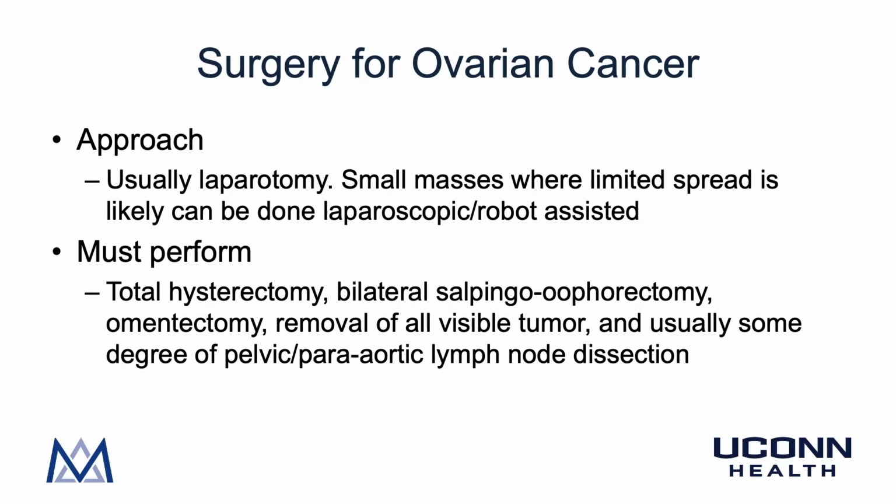In terms of planning surgery for ovarian cancer, the approach is usually by laparotomy. This allows the surgeon to explore the entire peritoneal cavity to assess where the tumor has gone and to remove it from all of the organs. For patients where small masses with limited spread is likely, the surgery can be done either laparoscopically or robot-assisted laparoscopically. What must be performed for metastatic ovarian cancer is a total hysterectomy, bilateral salpingo-oophorectomy, omentectomy, removal of all visible tumor as we mentioned before, and usually there is some degree of pelvic and periaortic lymph node dissection because, again, ovarian cancer is very commonly spread to these lymph nodes.